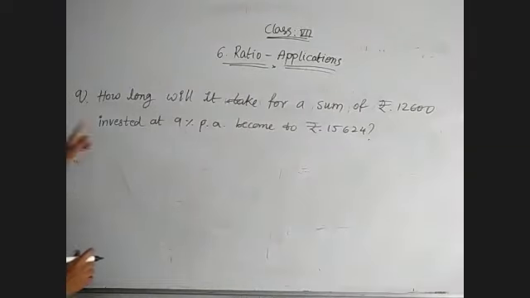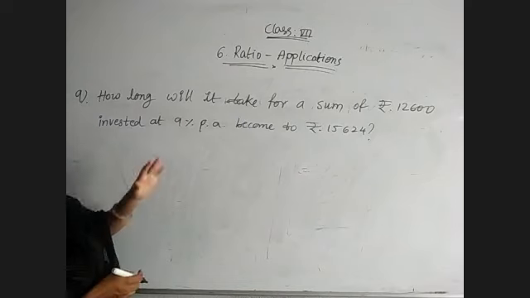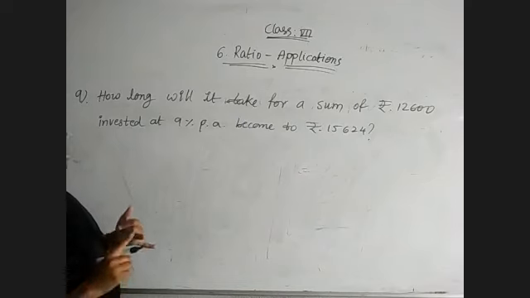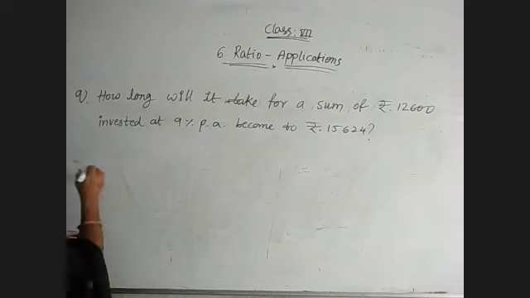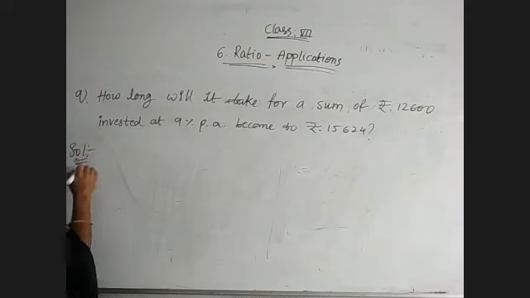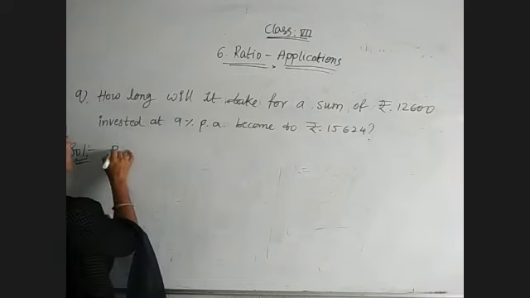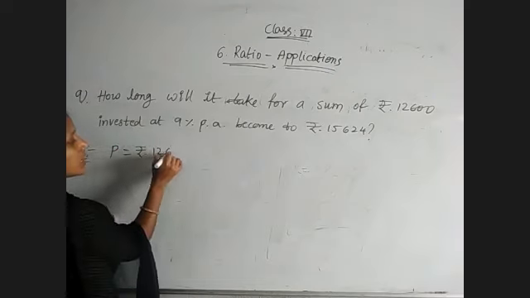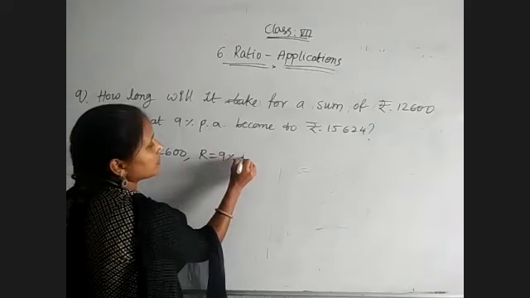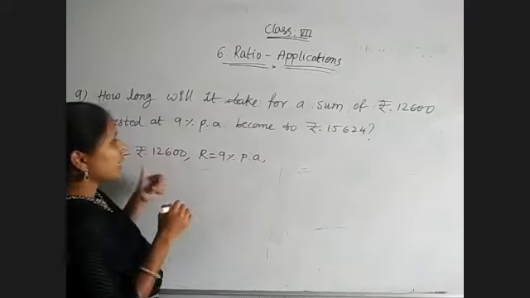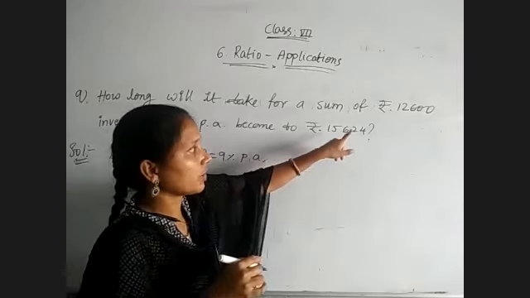So just observe here, how long they are asking is time. Time we need to find. That means the remaining values they will give in the question: principal, R, that is P and R values. So just observe the given values. Sum is nothing but principal. Principal is equal to 12,600 rupees and R value equal to 9% per annum.